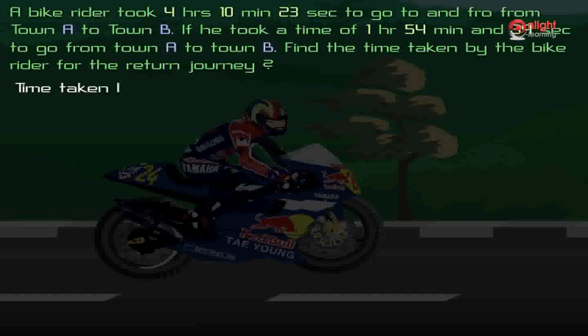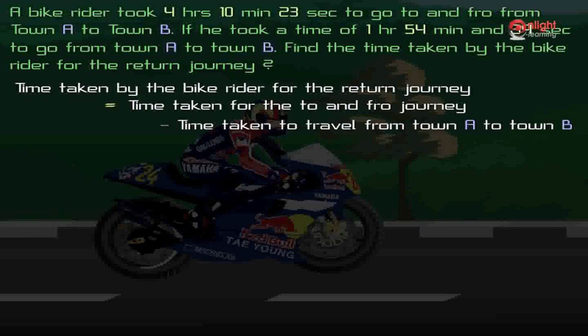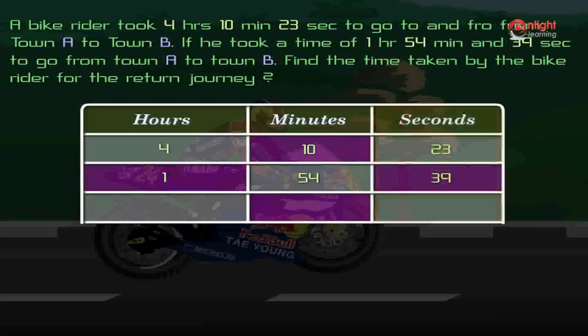The time taken by the bike rider for the return journey is equal to the difference in the time taken for the to and fro journey and the time taken to travel from town A to town B. Hence, we must subtract 4 hours 10 minutes 23 seconds and 1 hour 54 minutes and 39 seconds. First, we arrange the times in columns. The columns in this case are hours, minutes and seconds. Subtract the seconds column first. 23 seconds minus 39 seconds.